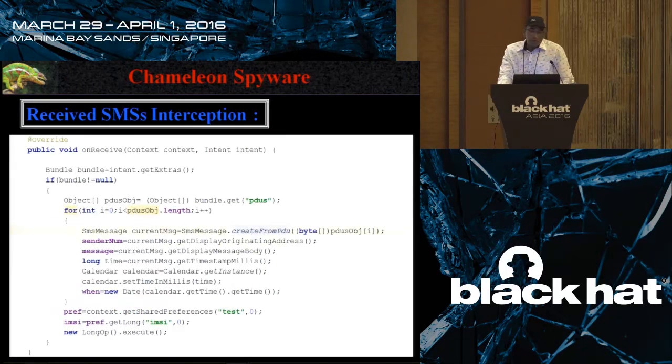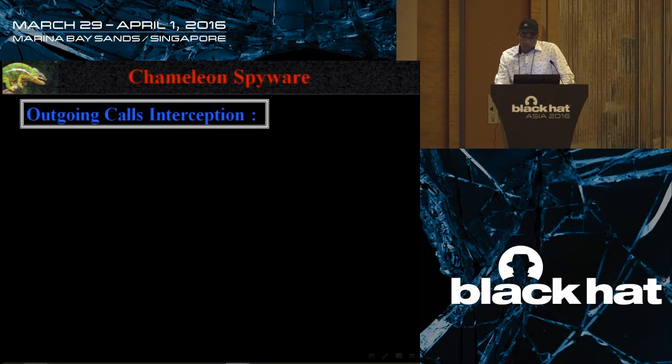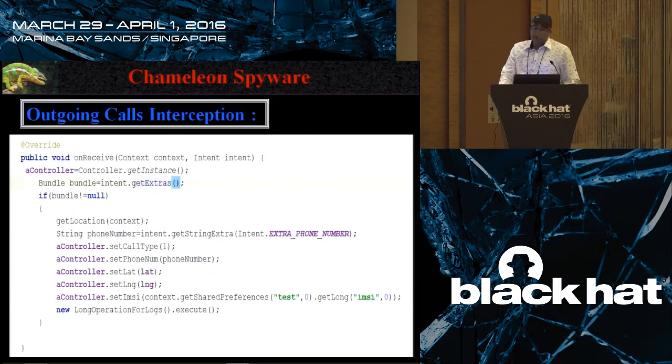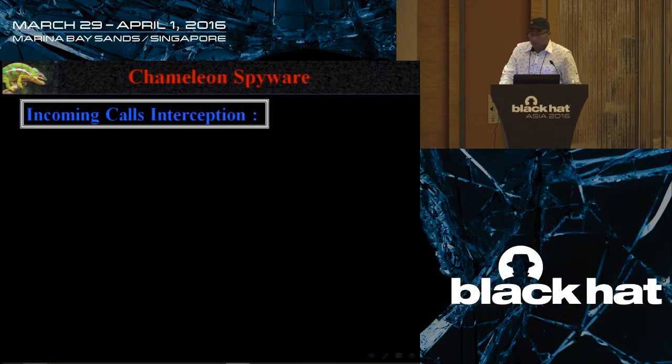Once the victim receives the SMS, our registered receiver will fire the onReceive method. This is the onReceive method on the broadcast receiver. And the onReceive method sends the content of the SMS to our cloud database. And the same for incoming and outgoing calls. It is the broadcast receiver for incoming call and outgoing call.